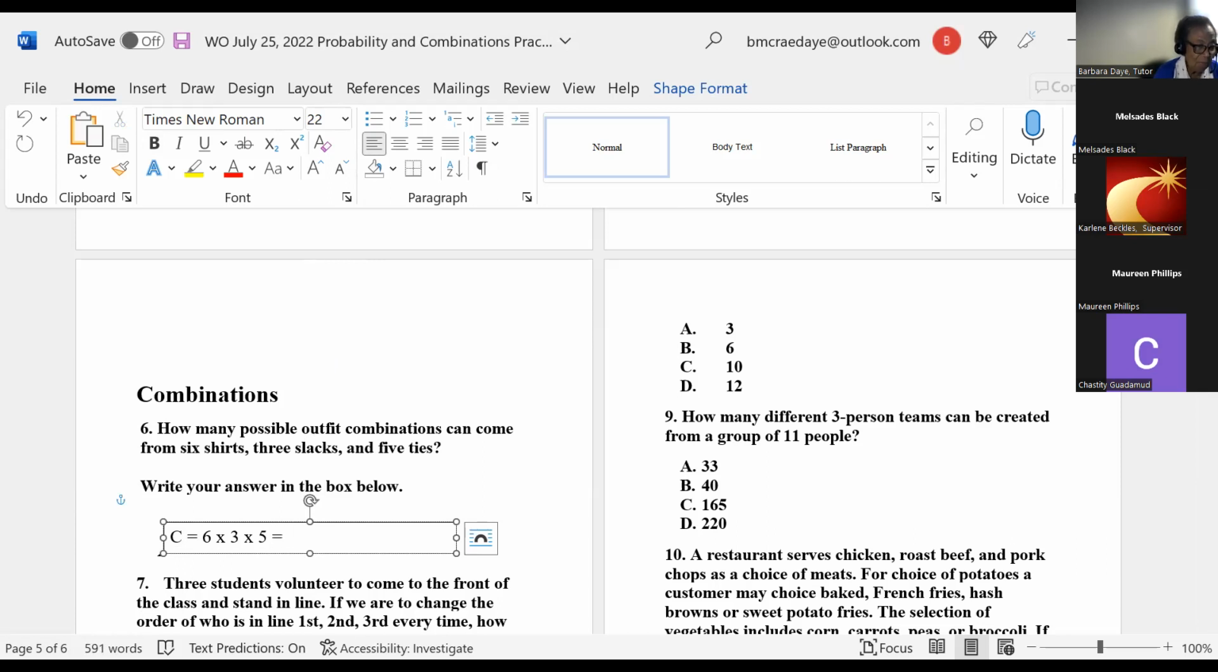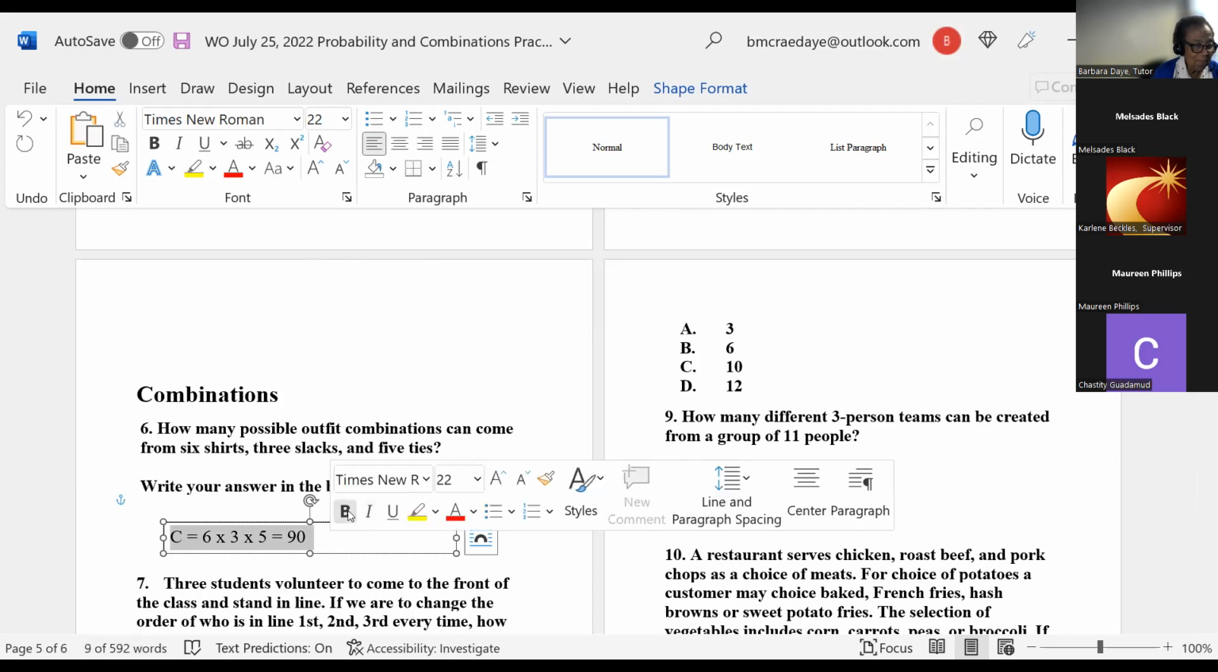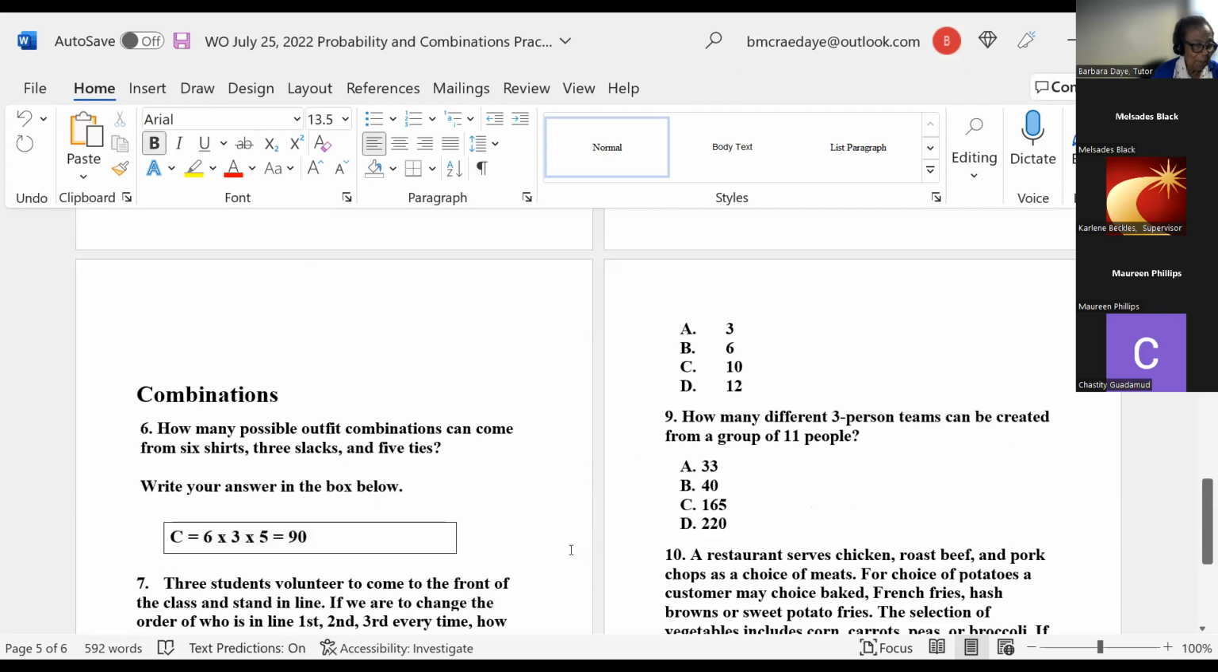What's that equal to? 6 times 3 is 18, right? 18 times 5 is 90. That's it. That's your possible outfit combinations. I'm going to tell you why I say 3 is right. This is 90, and okay, combinations, I understood what you're saying.